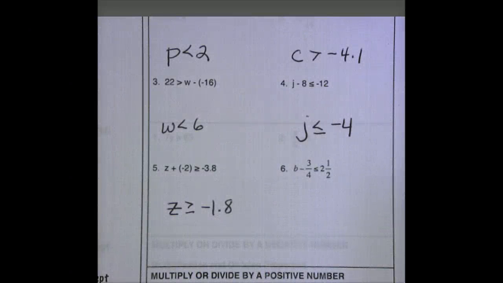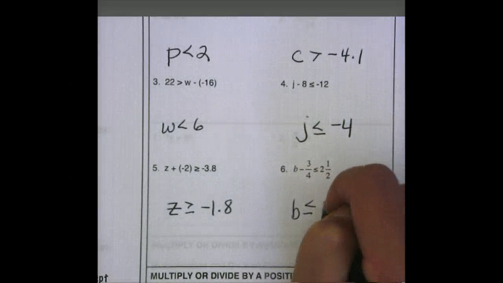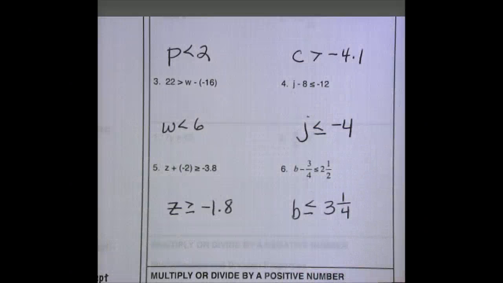And number 6, and this is probably the hardest one, when you get your answer, you should get b is less than or equal to 3 1/4. If you didn't get those correct, then I want you to take some time, see if you can figure out what you did wrong, and we'll discuss those in class. We're going to end the lesson here so that we can practice adding and subtracting inequalities in class, and then we'll do the second part, multiplying or dividing, in the next lesson.